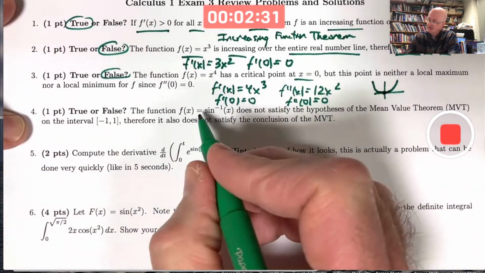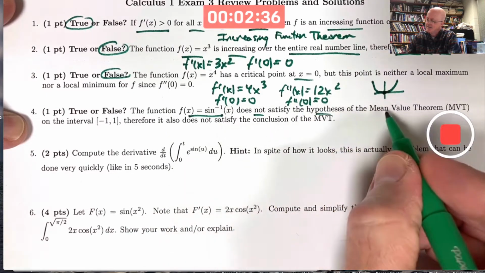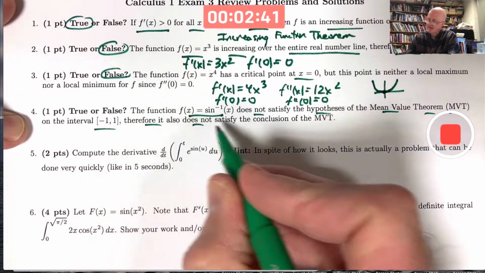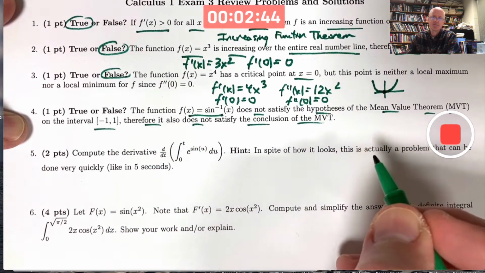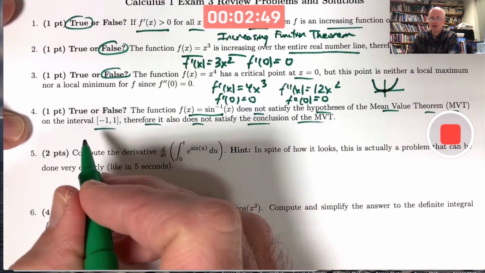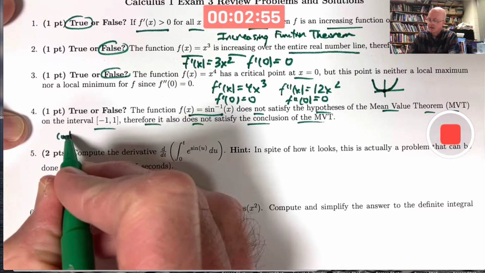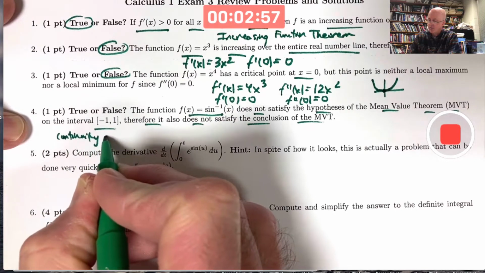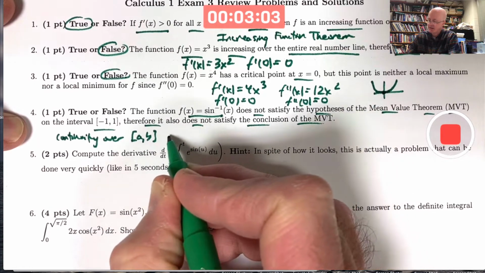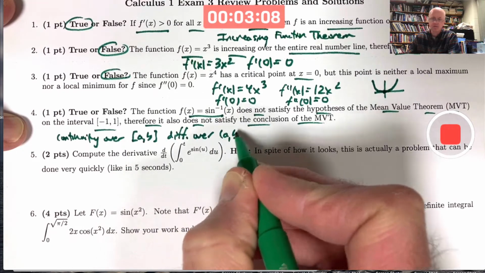Number 4, the function inverse sine of x, also called arcsine of x, does not satisfy the hypotheses of the mean value theorem on the interval from -1 to 1, and therefore it also does not satisfy the conclusion of the mean value theorem. You need to know the mean value theorem. What does the mean value theorem say? I'm not going to write it out completely, but you do need, for the function in question, continuity over some closed interval and differentiability over the corresponding open interval from a to b.